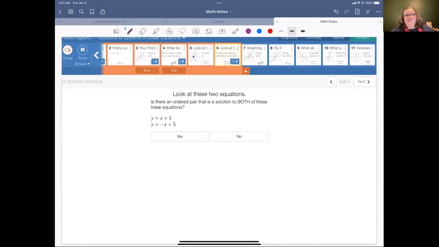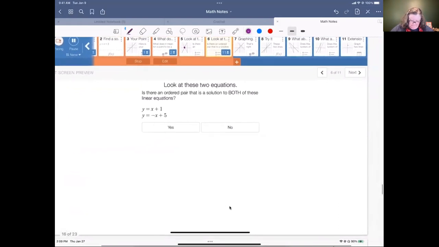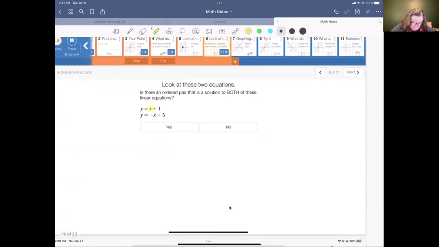Prehension, can I share that to the whole class, that what you just put in the chat? Prehension just typed in the chat, I'm saying yes because there's 1 positive slope and 1 negative slope. And that's an interesting thought, because basically if we know we've got a positive line and a negative line, they're going to probably cross somewhere, right? And how does Prehension know that there's a positive and a negative? Right here. This is a positive x. This is a negative x. That means we're going to have 1 slope positive and 1 slope negative.